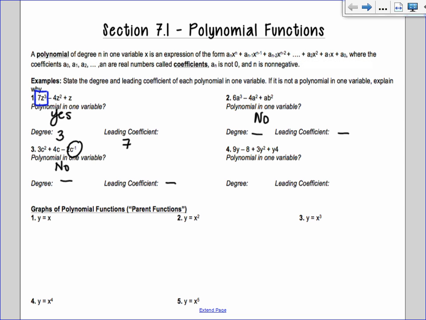So the next one, 9y minus 8 plus 3y squared plus, that should be y to the 4th. I forgot to raise it. So let's first rewrite. We always write our polynomials in descending order, right? Descending power. So I'm going to start with my highest degree, y to the 4th, plus 3y squared plus 9y minus 8. So I write it so that the exponents are going down. Yes, this is a polynomial in one variable. When I look at my term in the front, now that I've written it in the correct order, my degree is 4, and my leading coefficient is 1.